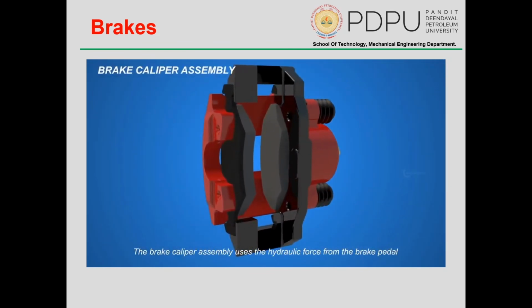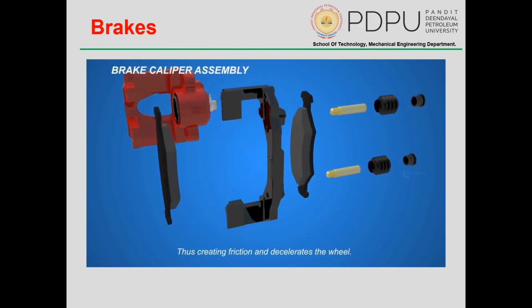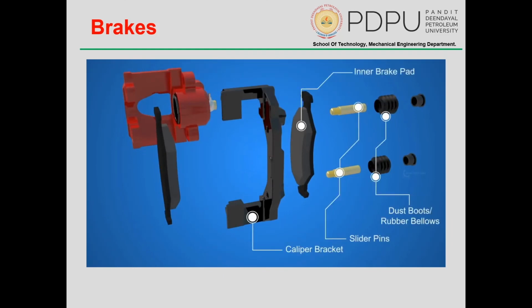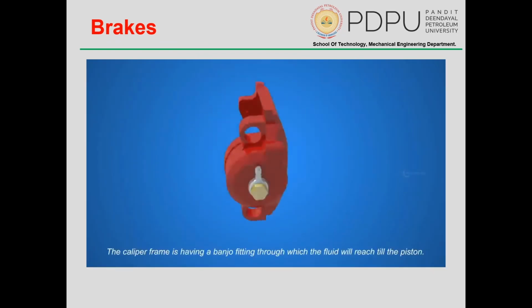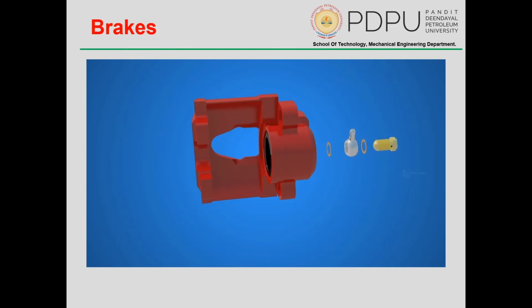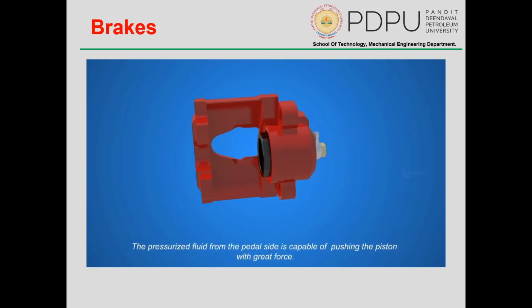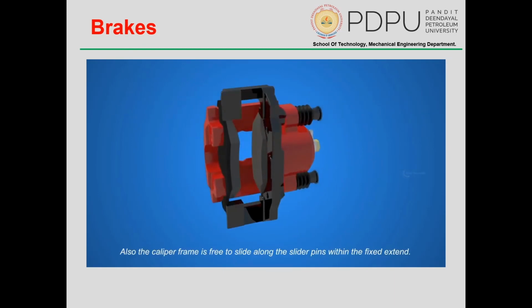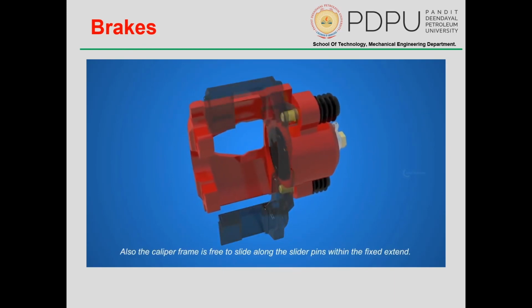The brake caliper assembly uses the hydraulic force from the brake pedal to squeeze the brake pads to the rotor surfaces, thus creating friction and decelerating the wheel. The caliper assembly consists of the caliper bracket, slider pins, dust boots, inner brake pad, outer brake pad, caliper frame, and inside it, the piston. The caliper frame has a banjo fitting, through which the fluid will reach the piston. The pressurized fluid from the pedal's side is capable of pushing the piston with great force. Also, the caliper frame is free to slide along the slider pins within a fixed extent.